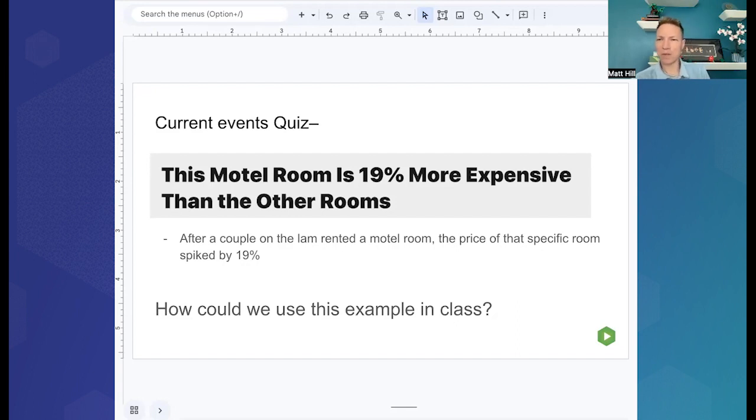So any ideas how we might be able to use this in the classroom? Let's go ahead and put it in the chat. What concept could we use to teach this? Prestige pricing. Yeah. Andy says demand shifts. Yeah, so generally this is a classic example of a demand shift: the demand for this specific room, because of this event, has now shifted out. And if demand shifts out, well, then we're going to have higher prices. I mean, you could talk about it as prestige pricing as well. There's some sort of prestige associated with this room.